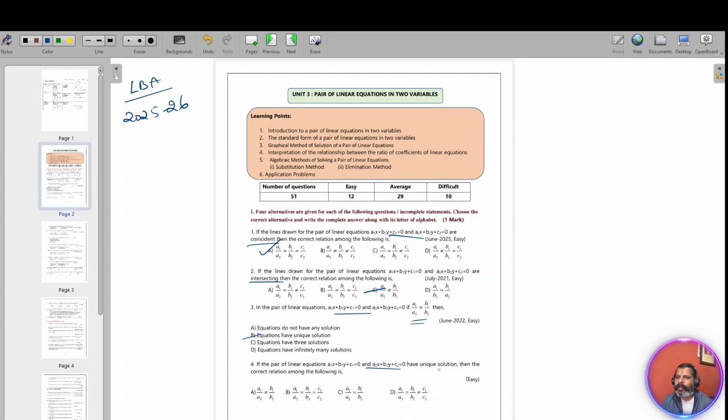If the pair of equations has a unique solution, then which is the correct one? Unique means this one, because the first two ratios will not be equal. You have to practice well to get this knowledge very well. Okay, the table.